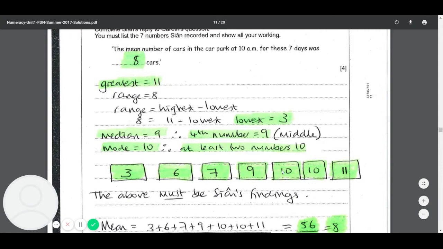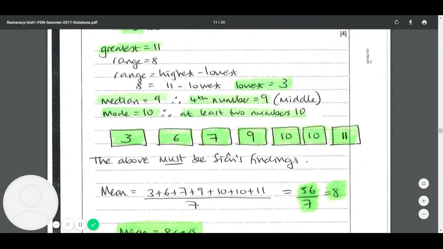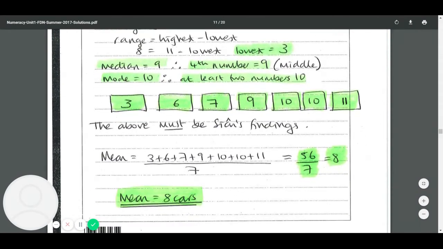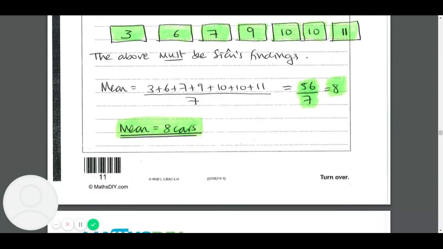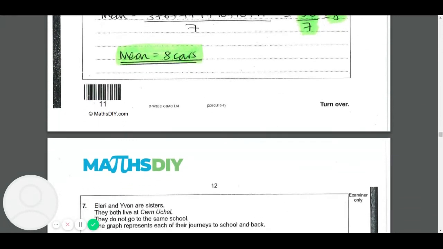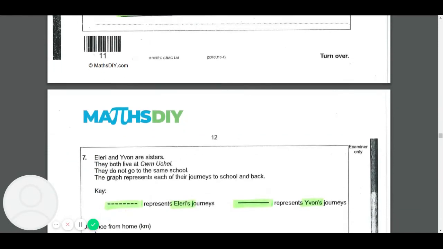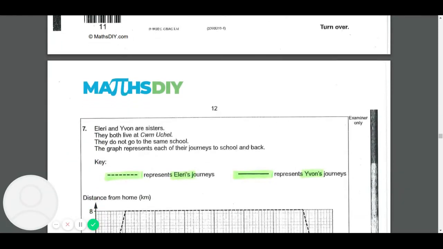Mean is add them up. So add them up, you get 56. And then, because there's 7 days, you divide by 7 and you get 8 cars. So the mean is 8. Lots of information there. You just got to piece it together little by little. Larry and Yvonne are sisters.